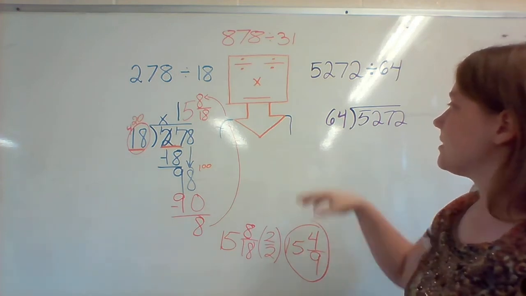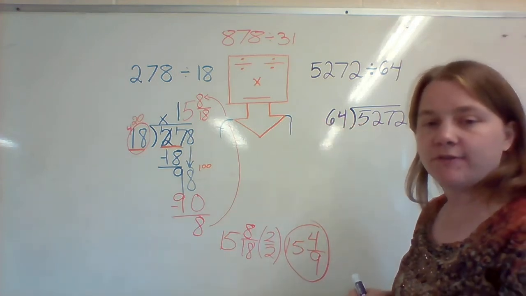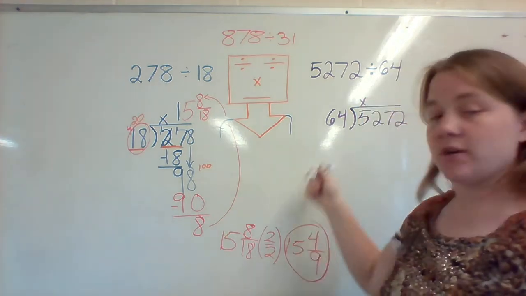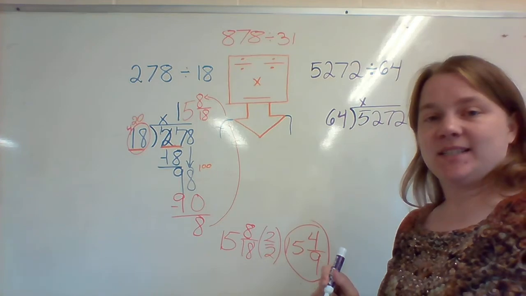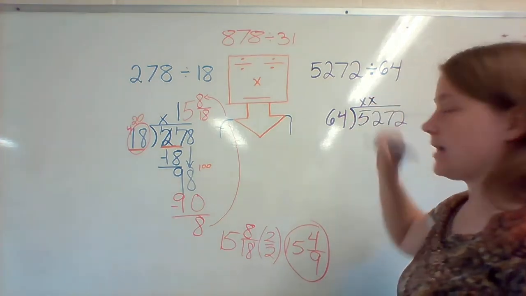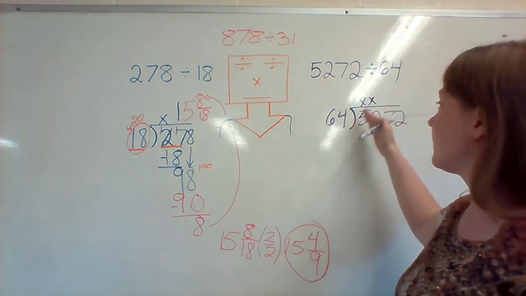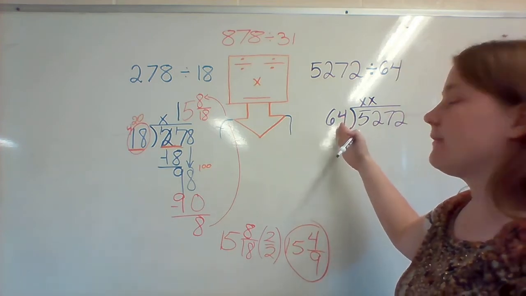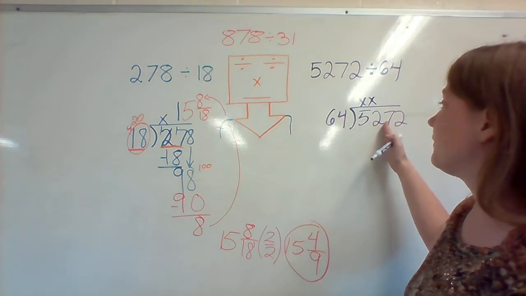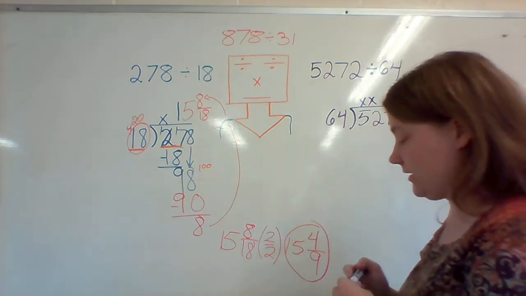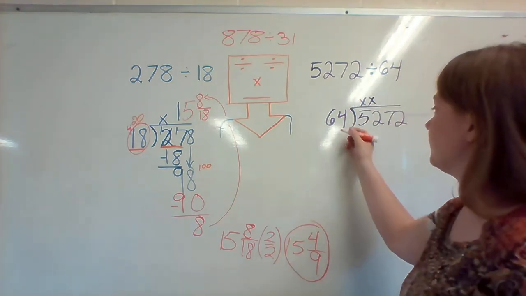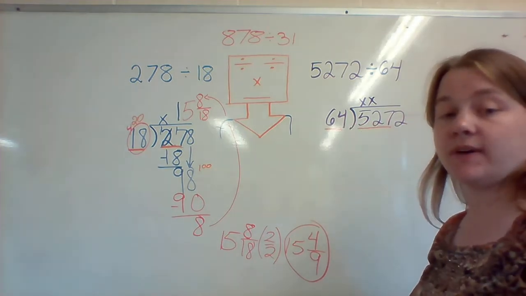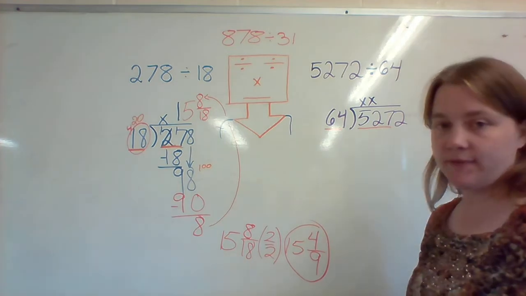So first thing I'm going to do is I'm going to try to fit 64 into 5. 64 doesn't fit into 5. Let's try to fit 64 into 52. Still doesn't work. So I'm going to put another X, so I make sure I'm putting my numbers where they are supposed to be and lining it up properly. Now I need to figure out, can 64 go into 527? This is how far I've gotten so far. 64 can go into 527. Let's try to figure out how many times.